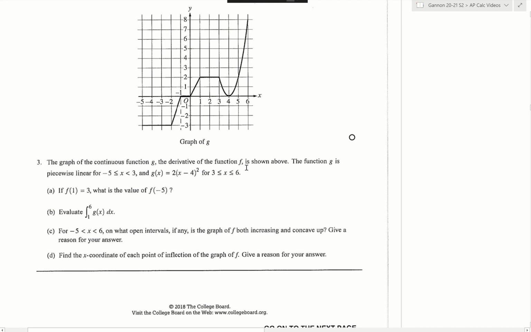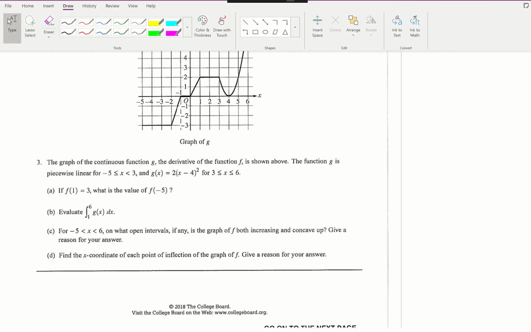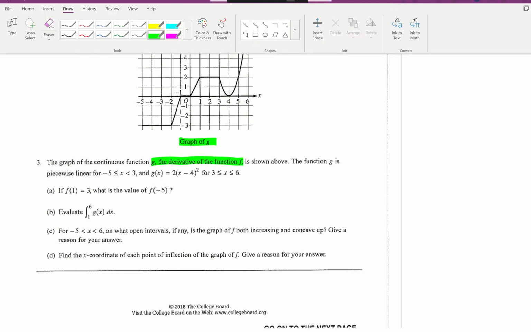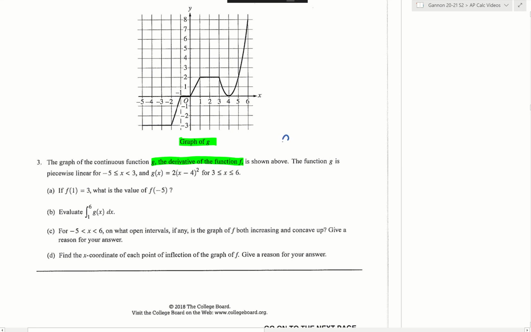All right, so there's some things that you definitely need to catch as you look at this. One, this is the graph of g, all right? Now, it also tells us that g is the derivative of f, and that's really important that you identify that. So g equals the derivative of f, because that relationship is definitely going to come into play. And then we have some information here. So A says if f of 1 equals 3, what is the value of f of negative 5?